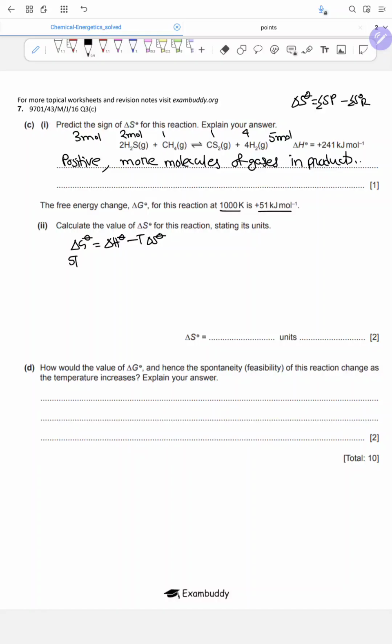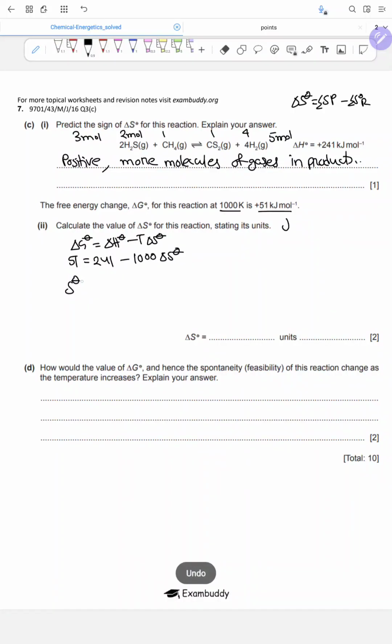Over here I would like you to notice one thing. Our entropy is in general given in joule, and our Gibbs free energy and enthalpy of reactions are given in kilojoule. So we have to take it into joule. We'll just take the answers in kilojoule, we'll just keep it in kilojoule over here. So I'll be using 51. Enthalpy is 241 minus temperature 1000 and this.